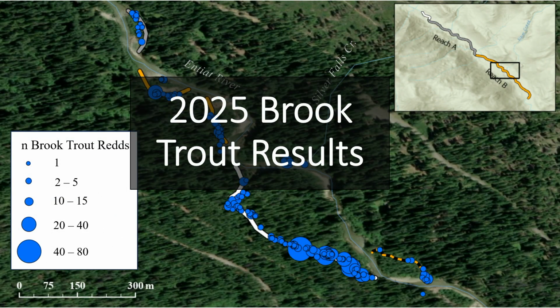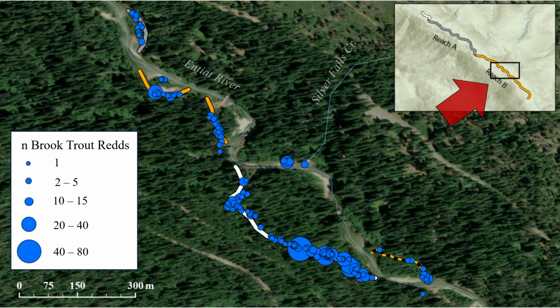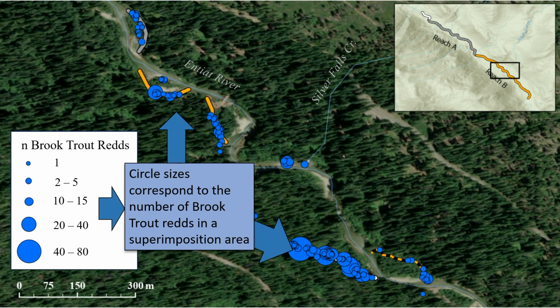I think the best way to conceptualize this data is to take a look at a zoomed in map of the Silver Falls area. This is a satellite image of that area, and this is the 2025 results. You can see where within that area between Box Canyon and Eniot Falls we are, right there with that red arrow. Those blue dots correspond to locations of brook trout reds. The smallest dots are a single red. The biggest dot on there is a pool where we saw about 40 to 80 brook trout reds.